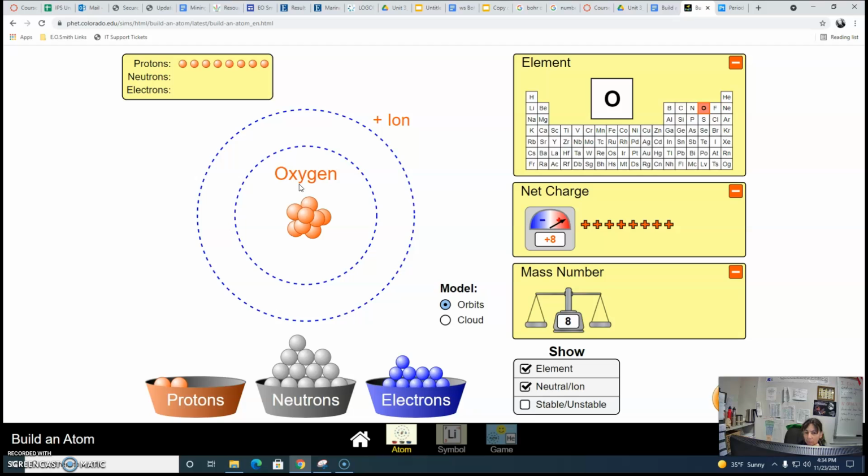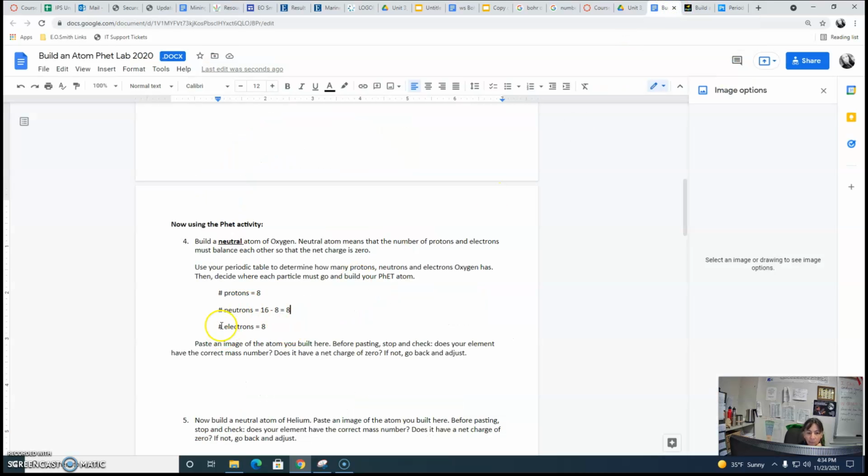But am I done now? I'm not done yet, because oxygen doesn't just have protons in it. As we know, and as we did here, oxygen also has neutrons and electrons. So I have to also put those in.